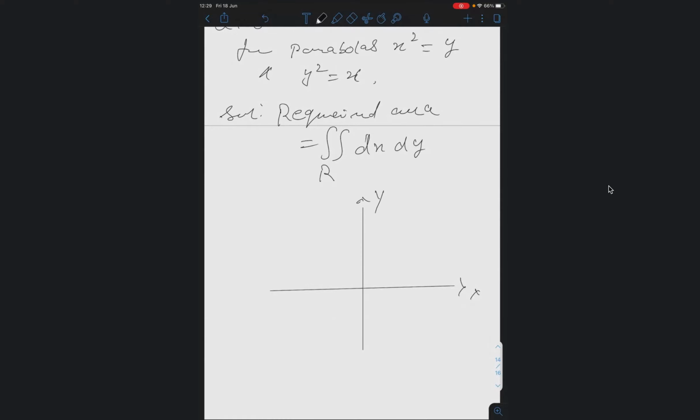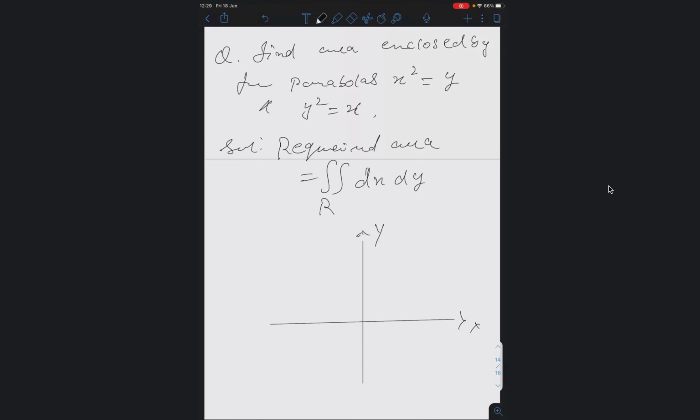This is the x-axis, this is the y-axis. Now what curves do you have? x square is equal to y. It's a parabola on which axis? On the y-axis. So x square is equal to y. Now y square is equal to x. That is a parabola on the x-axis.